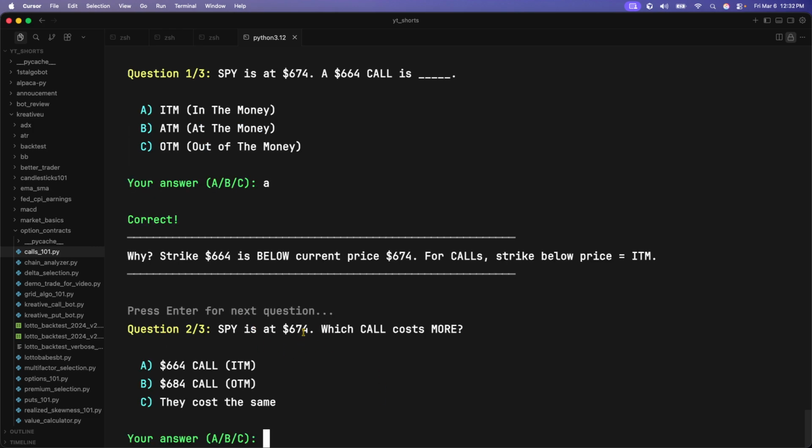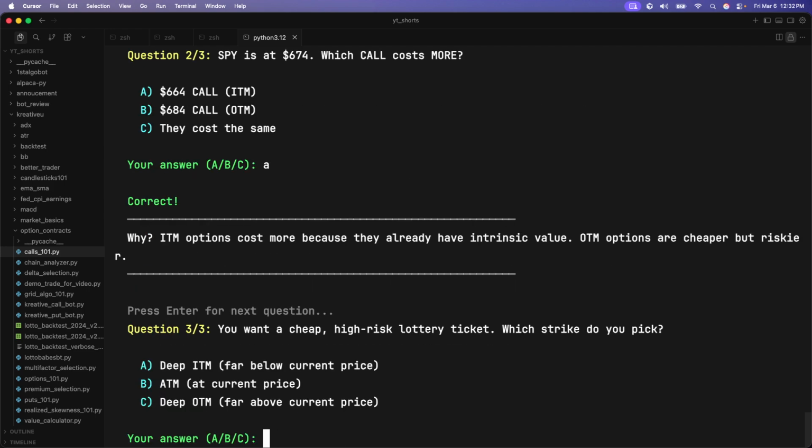So SPY is at 674. Which contract is going to cost the most? So let's think about it. We're buying it below the current price or buying it above the current price. So buying it below the current price, we know that ITMs are a lot safer. And if you're paying for safety, you're going to be paying for it as well, right? So just by off that, we know that ITMs are a little bit more expensive, not a lot more expensive than OTM, and they're not going to cost the same. I just threw you off there. So it is going to be ITM.